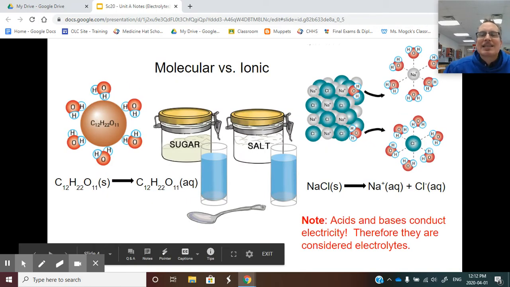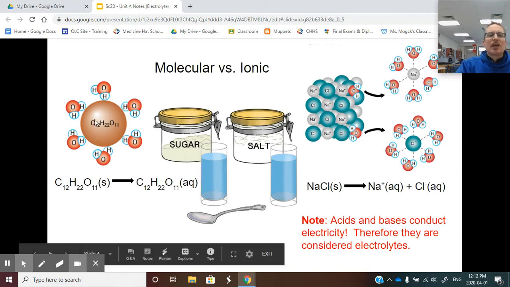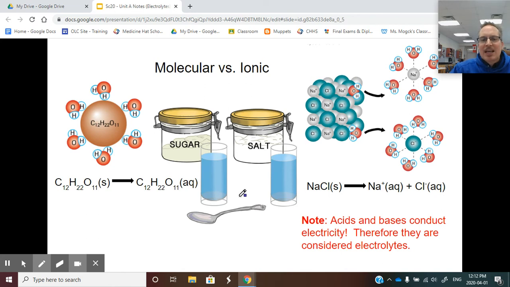So I want to take this exact same example again. This time for molecular, let's look at something like sucrose. Here is sucrose over here. And I'm going to get my pen going. Sucrose is C12H22O11. Now, if I take a scoop of sugar and I drop it into water, it doesn't break down into ions. Yes, when I drop it into water and I stir it, it's going to disappear.